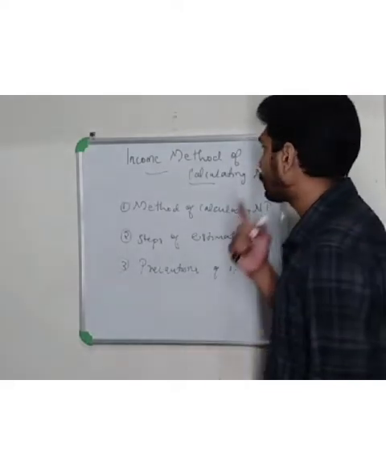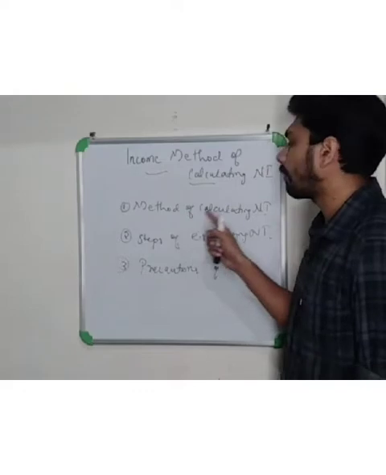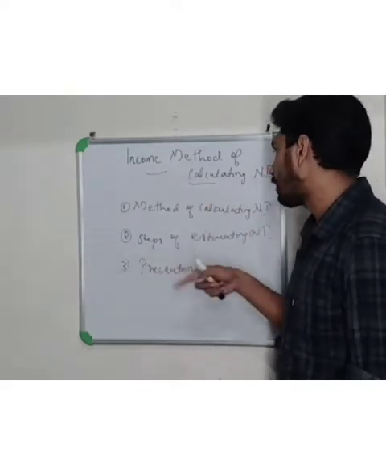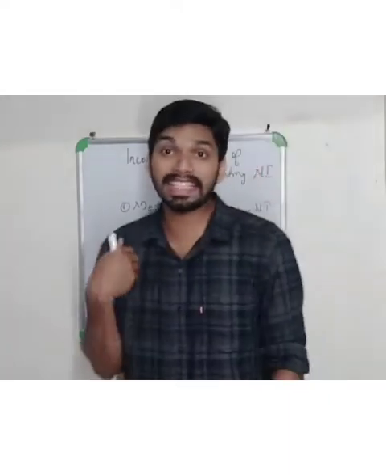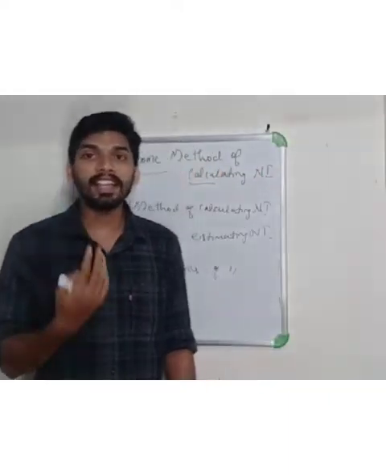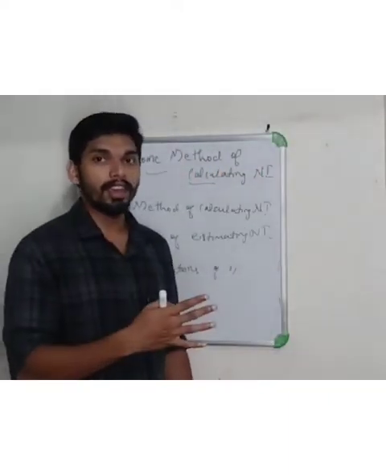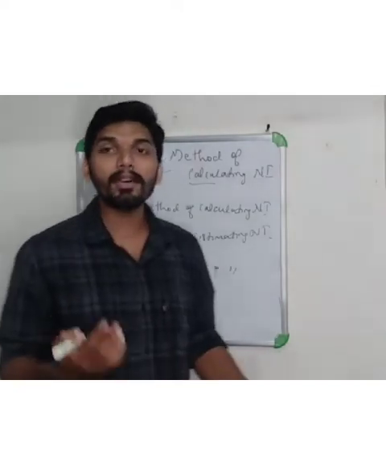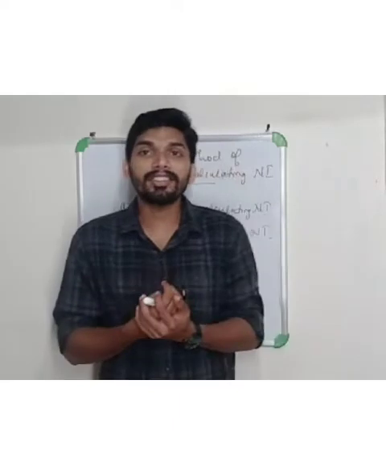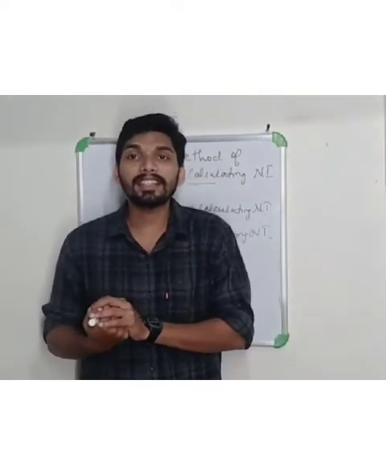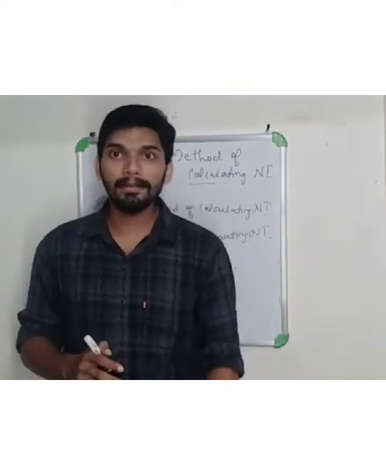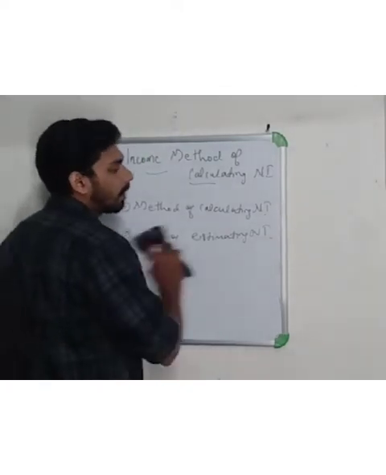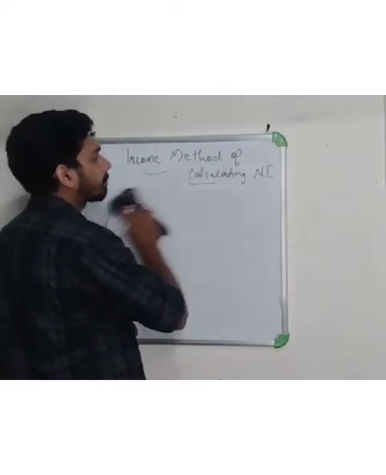The first one is the method of calculating national income, and the second one is the steps for estimating. What are the important steps for calculating national income using the income method? Then the third one is the precautions. What precautions do we have to take while estimating national income using the income method? So the first one is the method of calculating national income.